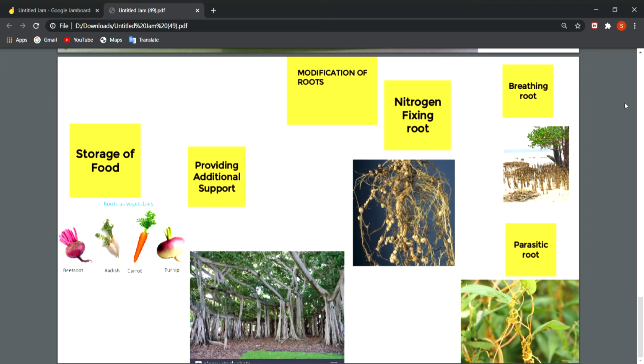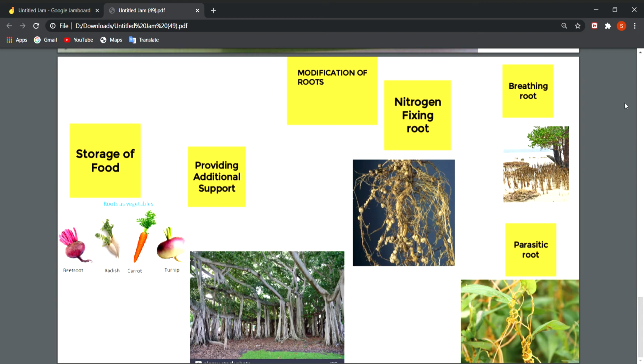Then some roots do not grow downward towards gravity, but grow rope-like, hanging down from the bigger branches of the plant. These roots are called prop roots. Like in the banyan tree, you can see these prop roots. These prop roots fix in the soil and act like a pillar to provide additional support to the heavy spreading branches of the banyan tree. In sugarcane and maize also you can see these types of roots that are called stilt roots. These roots grow from the lower nodes of the stem for additional support.